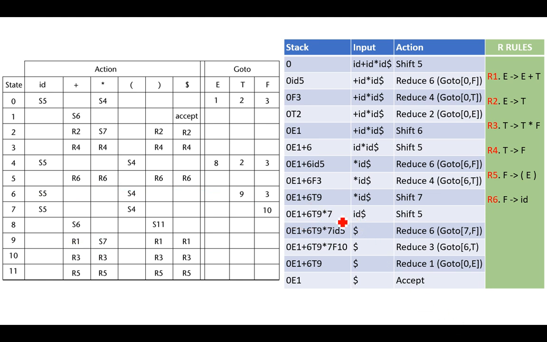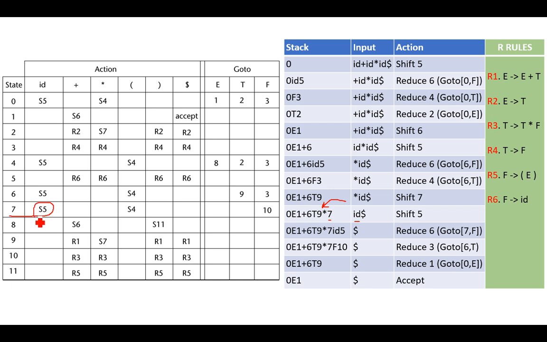Erase all ink. So we consume asterisk, and then we shift 7 to the top of the stack. Now that we have 7 at the top of the stack, life goes on. We take 7 and then we check the next identifier, the next input token. The next input token, which is ID at 7, tells us to go to state 5.